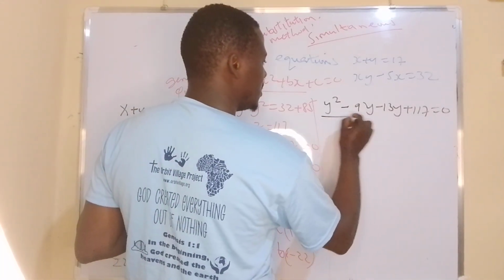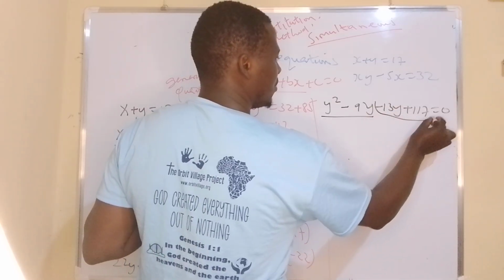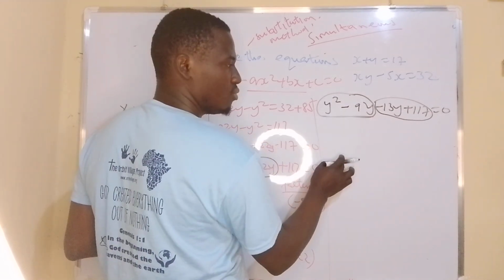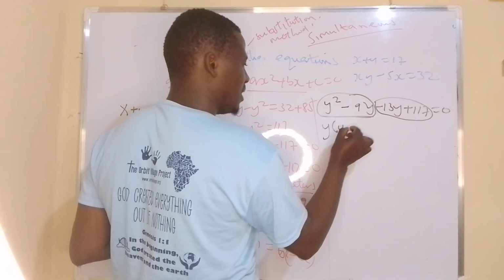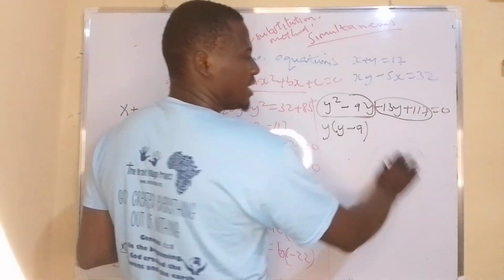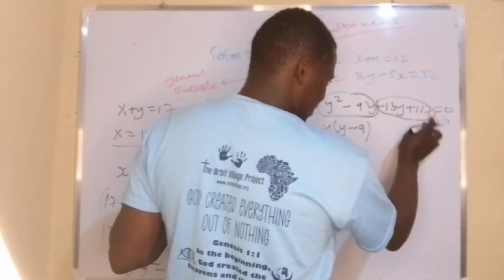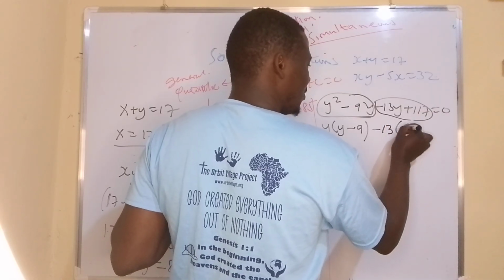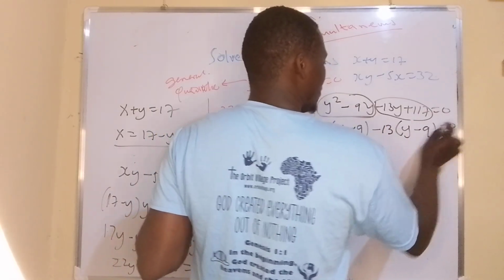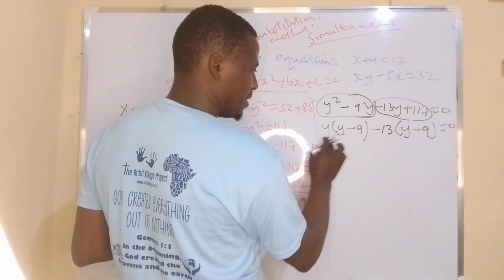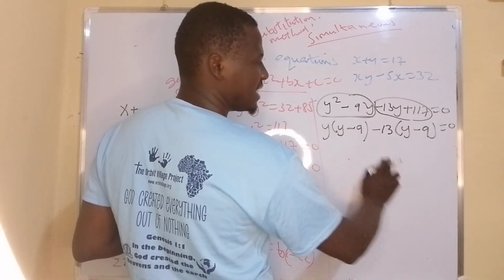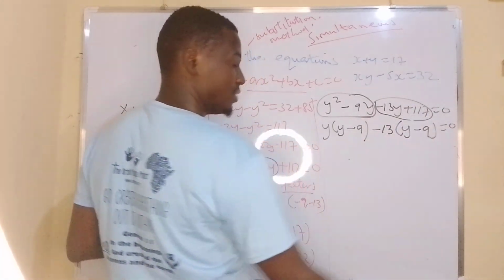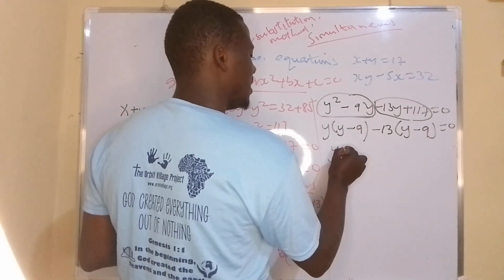Now factor what is common between these, and what is common between these two again. Between y squared and minus 9y, y is common, leaving y minus 9. Between minus 13y and plus 117, minus 13 is common. Then y minus 9. When you multiply, y times y gives y squared, y times minus 9 gives minus 9y, minus 13 times y gives minus 13y, and minus 13 times minus 9 gives positive 117. So now we have y minus 13.